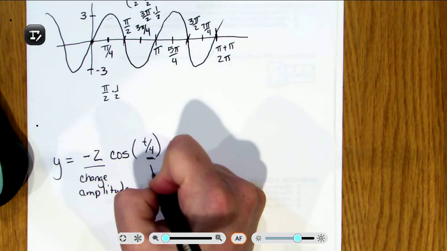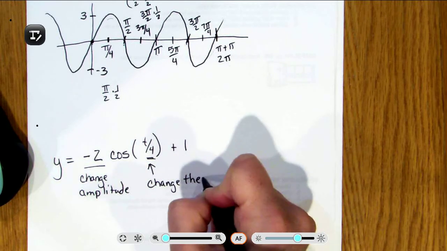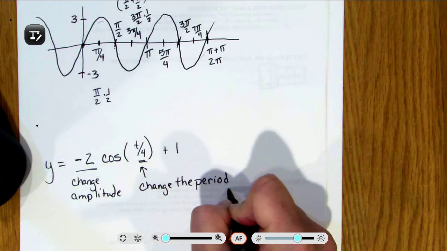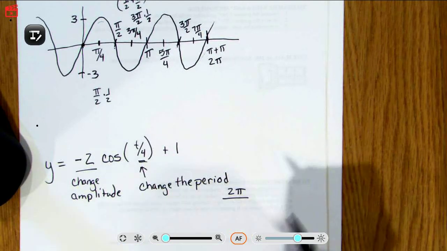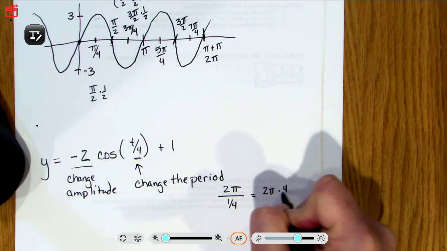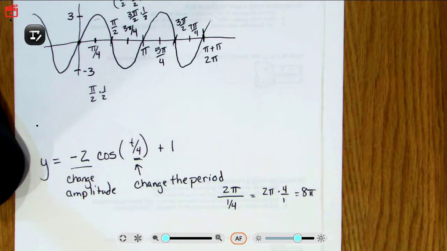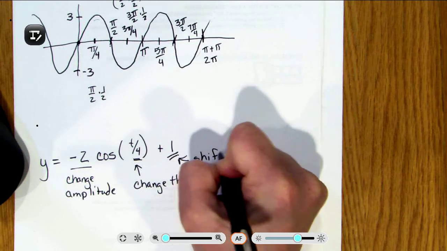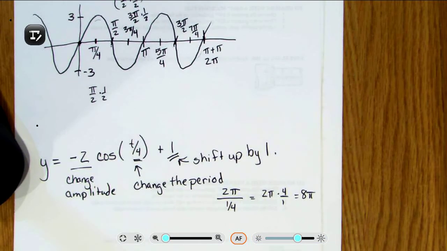This is going to change our period. So in other words, our old period was 2 pi. We are going to divide that by the number in front, which is actually a 1/4. So we're taking 2 pi times 4 over 1. So it's going to take us 8 pi in order to get our entire curve. And this at the end is going to shift everything up. Shift up by 1. I will do that last.